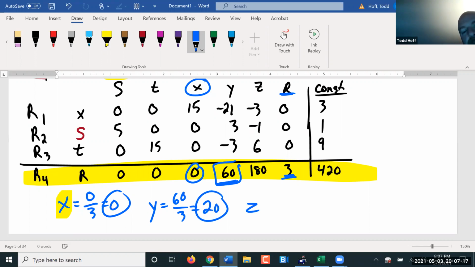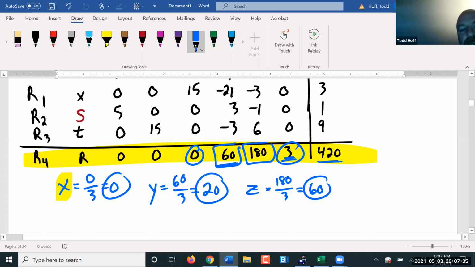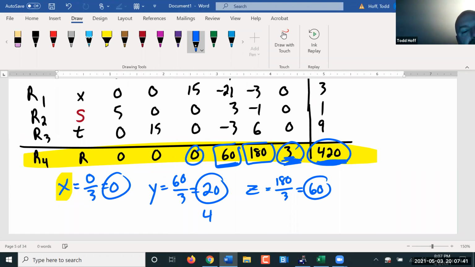And for z, take the value at the bottom of the z column, 180, divided by the value at the bottom of the r column, the 3. So 180 divided by 3 gives us 60. Our minimized value is the value here at the bottom of the constant column divided by that column there. 420 divided by 3 is 140.